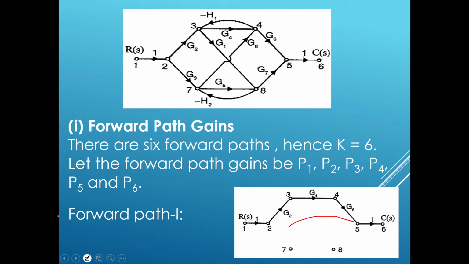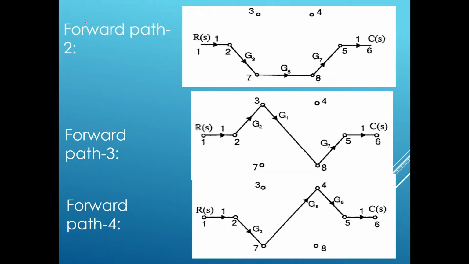Okay, so let us go to the second forward path. This is our forward path 2. What is the P2 gain? P2 is equal to G3, G5, G7. So P2 is equal to G3 into G5 into G7. This is the P2 value.